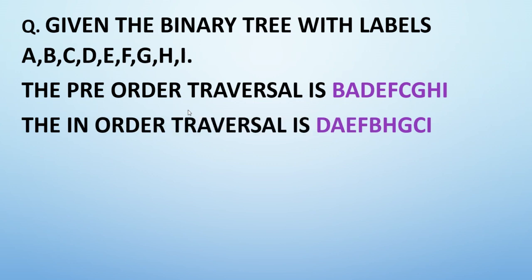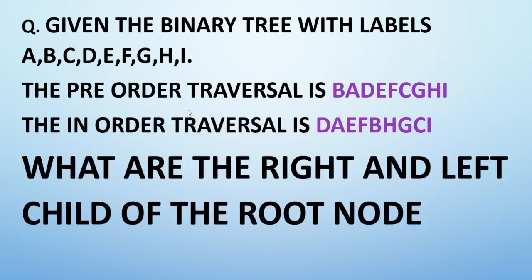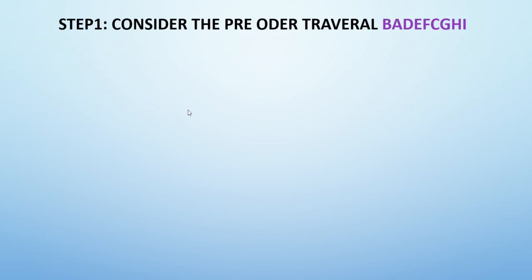So I'm just displaying the problem again. Let's get started with step 1. In step 1, we will be considering the pre-order that was given in the question. So using this pre-order, we have to find the root node. So let me just write down the pre-order.